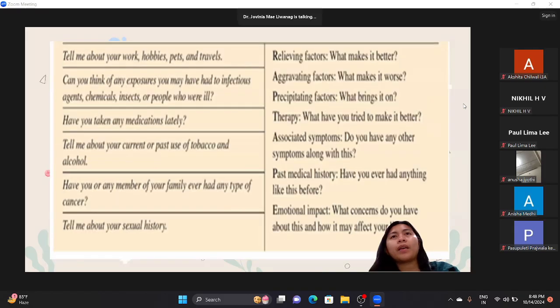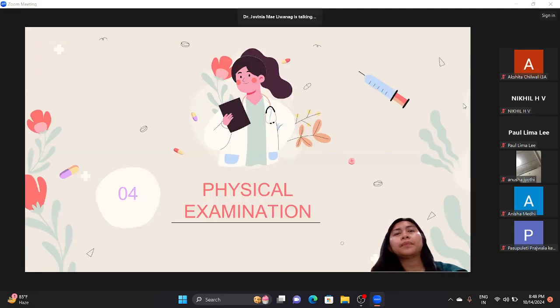And other questions, what are the relieving factors? What makes it better? What makes it worse? Or what are the precipitating factors? What brings it on? And other associated symptoms. And also in the past medical history, we will ask if the patient had anything like the one she's complaining of before, if she already experienced the same symptoms. So that's the basic history of lymphadenopathy.